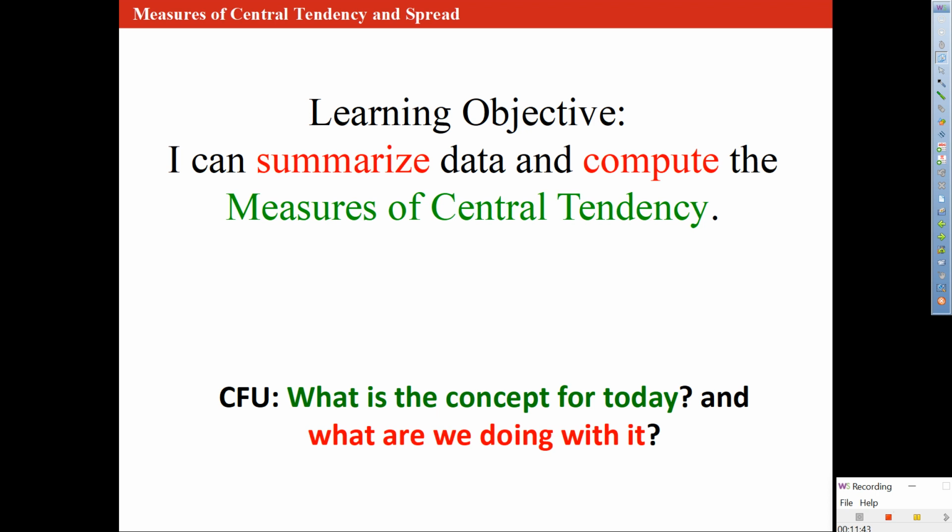Once again, I can summarize data and compute the measures of central tendency. So if I was to ask you a question from the objective, such as, what is the concept for today? Turn to your neighbor, let them know what the concept for today is. What is the concept? Yeah, measures of central tendency, because it's in green, just as the question. And what are we doing? We are summarizing and computing stuff with it. Okay?